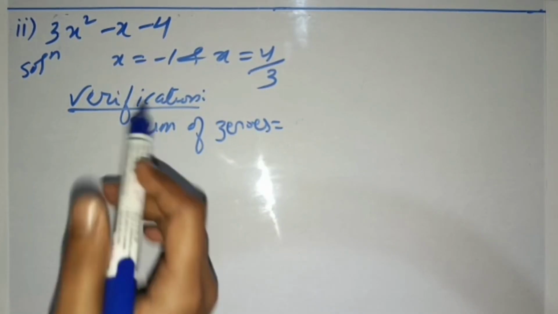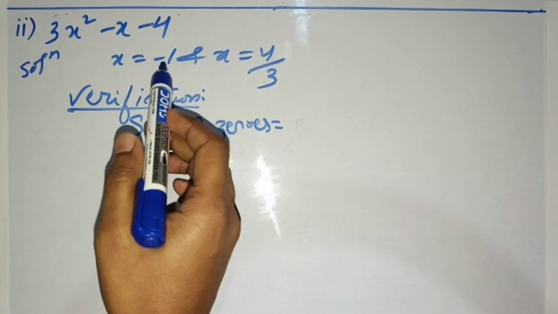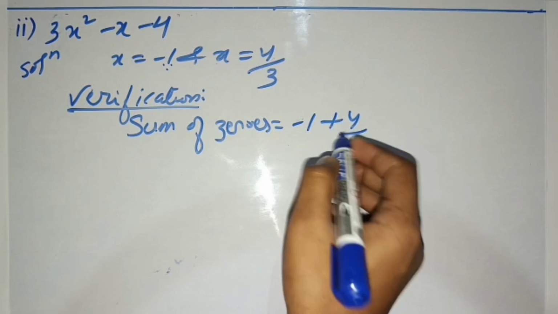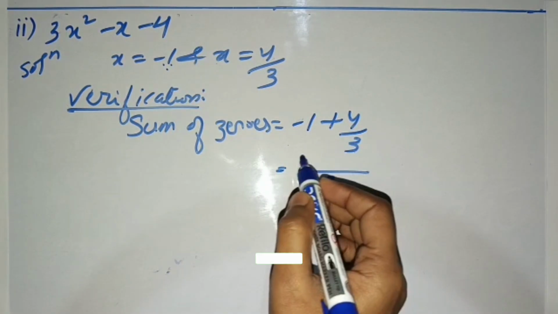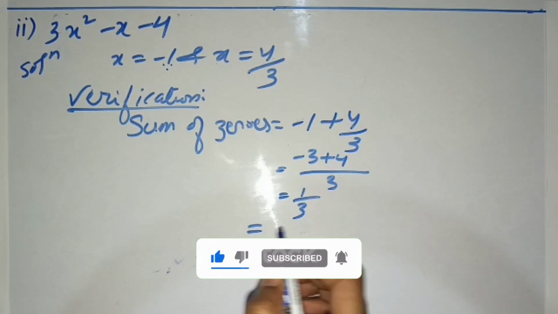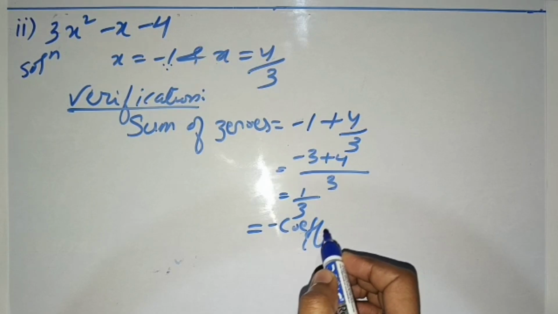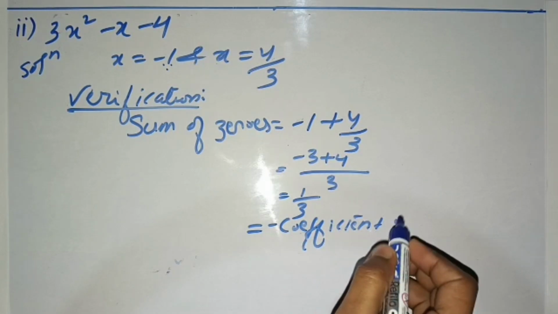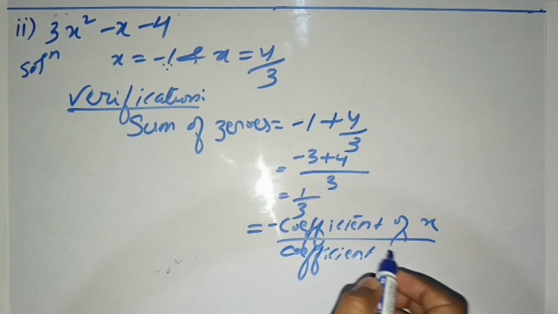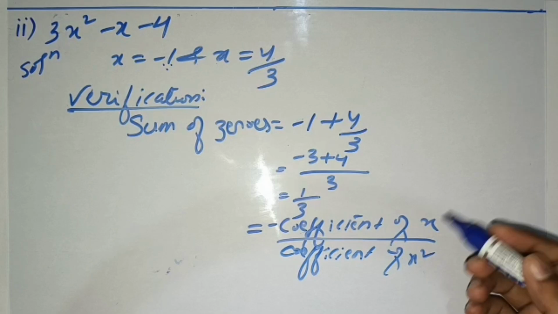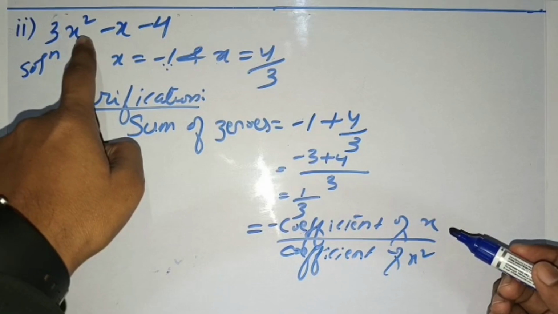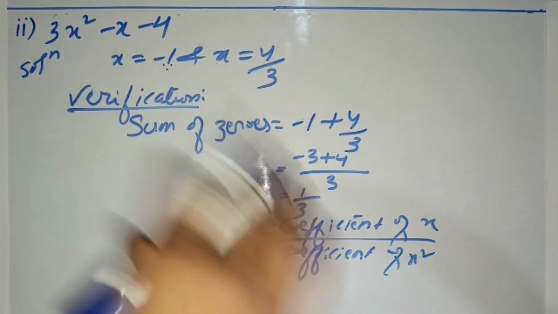Let's do the verification part. X is minus 1 and 4 by 3. The sum of zeros. That means we have to add minus 1 plus 4 by 3. Now LCM will be 3. And here minus 3 plus 4. 4 minus 3 is 1 by 3. Now formula: minus coefficient of x by coefficient of x square. So minus coefficient of x is 1. Coefficient of x is 1, correct? Coefficient of x square is 3. So sum of zeros is verified.